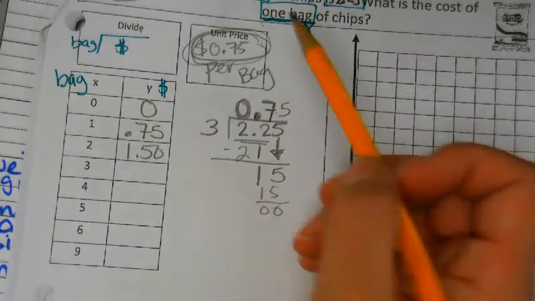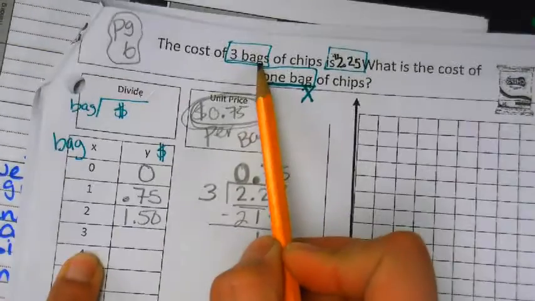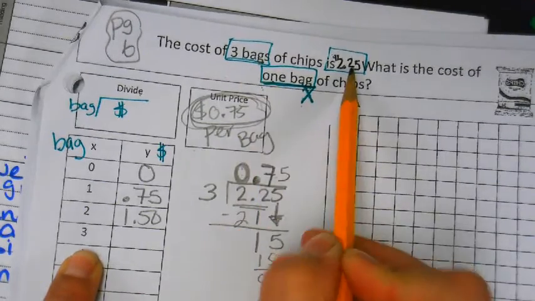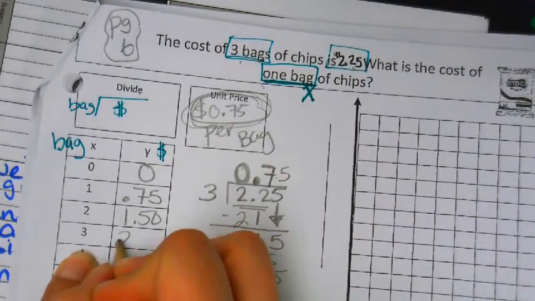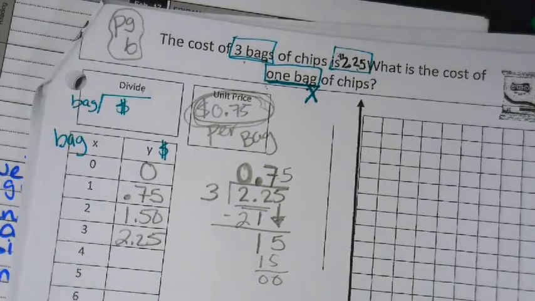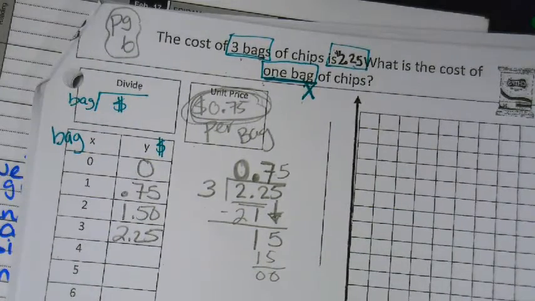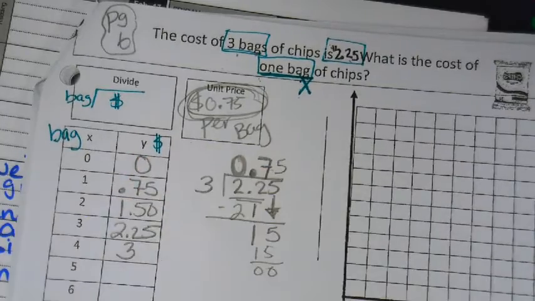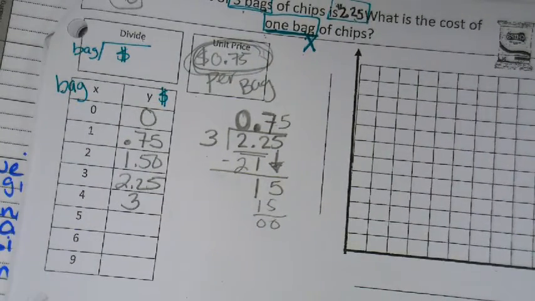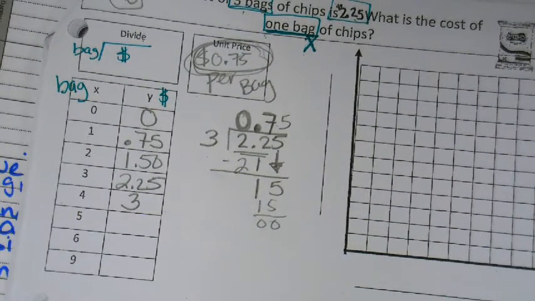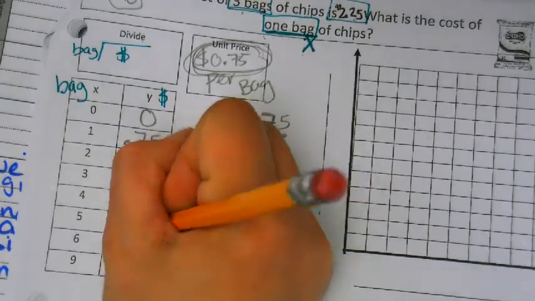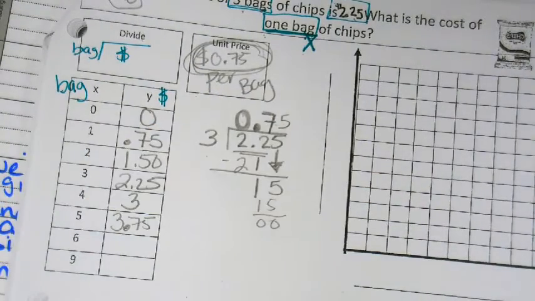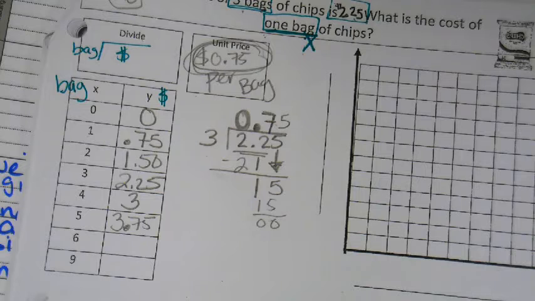Actually, that was our problem, right? 3 bags, 3 bags. So they already gave us the answer. 3 bags, 225. Ooh, what's 225 plus 75 cents? $3. All right, what's $3 plus 75 cents? Oh. 450. What do you mean, Randy? We're trying, though. We're trying.